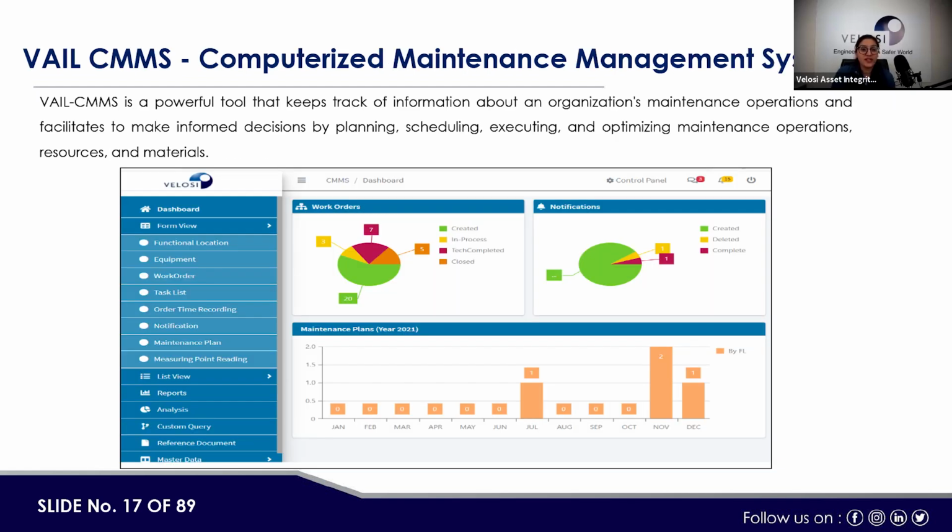Our third software is Whale CMMS, which is computerized maintenance management system. It is a powerful tool that keeps track of information about an organization's maintenance operations and helps to make informed decisions by planning. This slide shows the dashboard of the computerized maintenance management system.